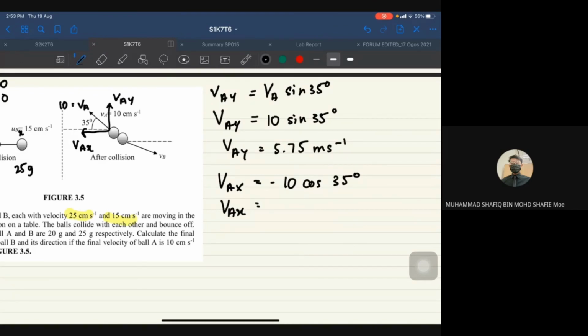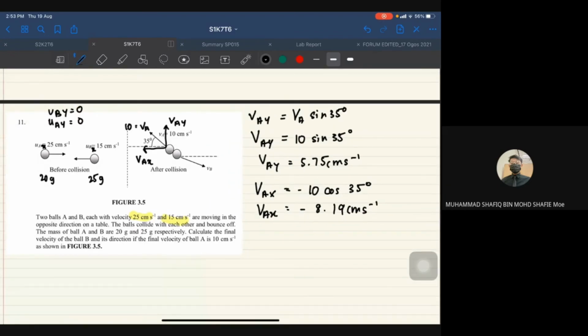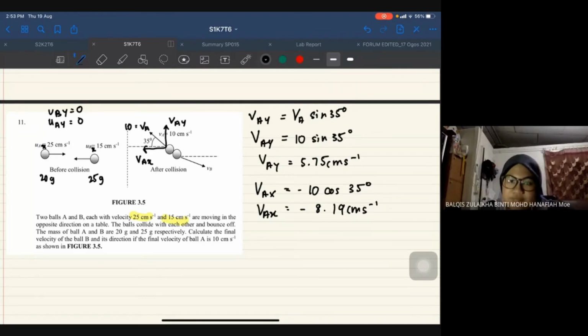Okay, now VAX. Okay, press your calculator. 10 cos 35. Right here is negative 8.19 meter. So this one is centimeter lah. Sebaik kamu cakap. Okay, maybe sebab tu kamu tanya kot. Saya tak tulis centimeter. Okay. Understand or not so far? Yes. Okay, so now you have all the values needed to calculate.